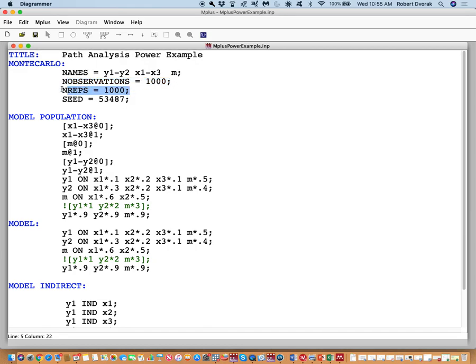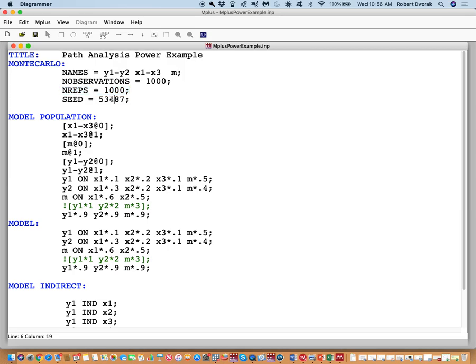Repetitions: the way that this works is it's a simulation. That means it will run this model over and over and over, and it will build a set of distributions for every parameter, and you'll get an average effect and the standard error of that effect, both in the population and in your predicted sample.